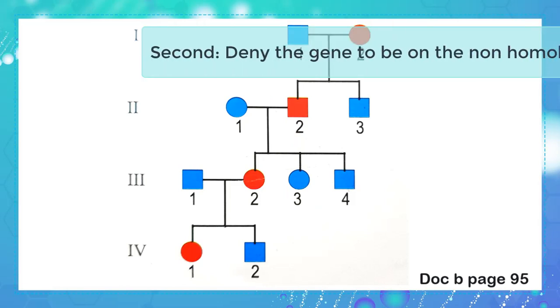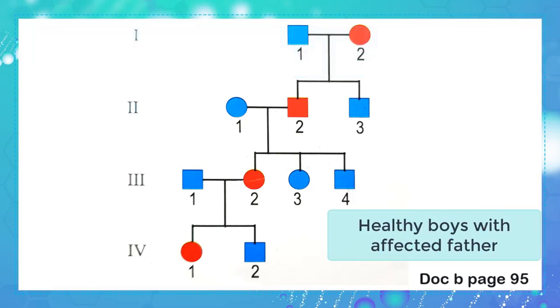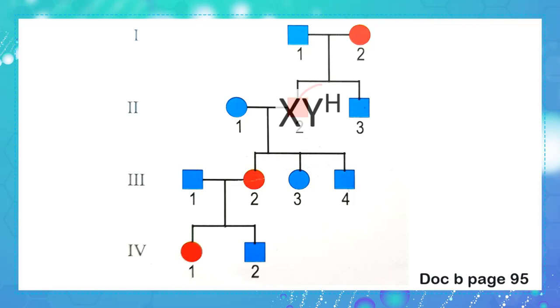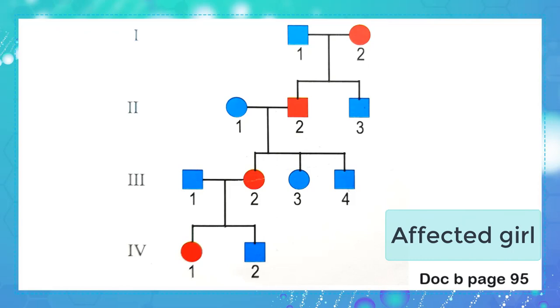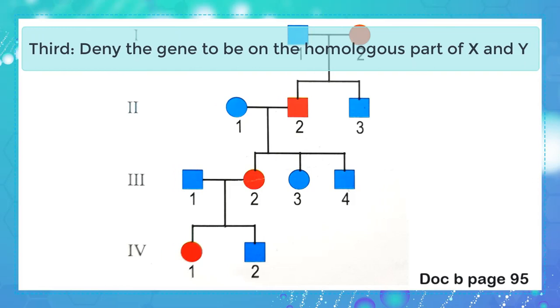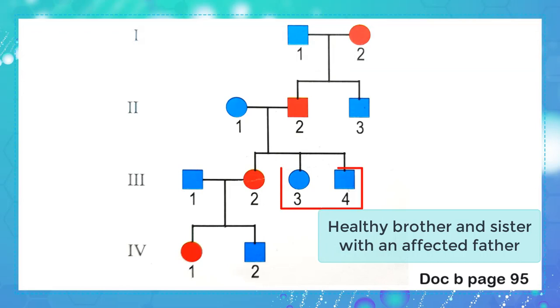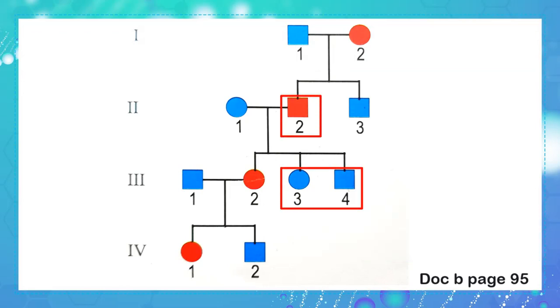To deny that the gene for Huntington is located on the non-homologous part of Y, search for healthy boys with affected fathers, because an affected father will certainly inherit the YH to his boys. Or search for an affected girl, because it's impossible for a girl with two X chromosomes to be affected with a disease linked to the Y chromosome. Now, to deny that the gene is located on the homologous part of X and Y, search for a healthy sibling, a brother and a sister with an affected father.